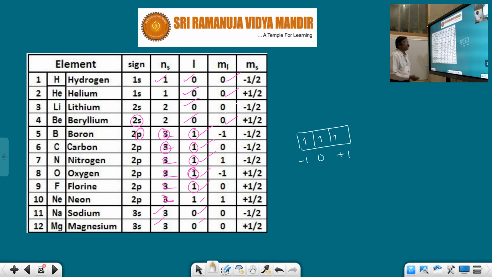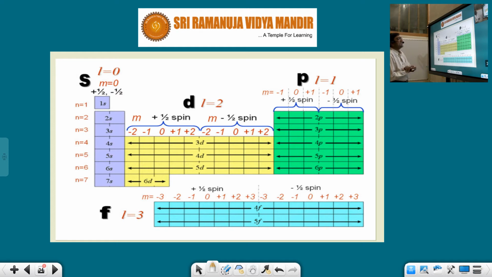I have explained all the elements so far. So you can write the electronic configuration and associate the quantum numbers. This is how you can write the quantum numbers for any element in the periodic table. So you just work it out.